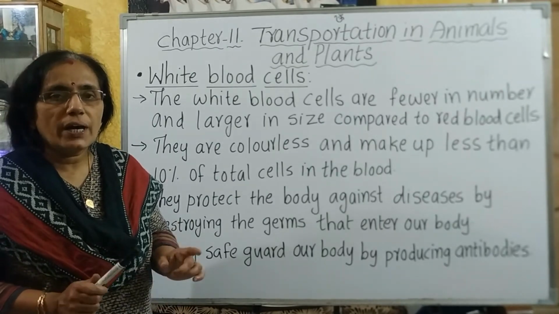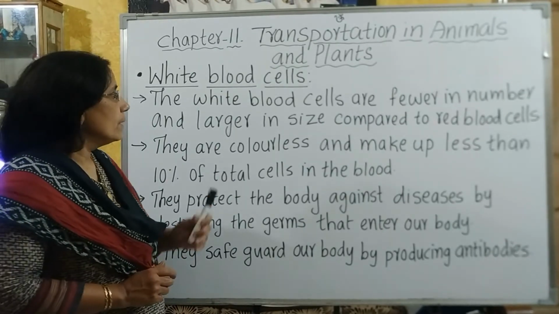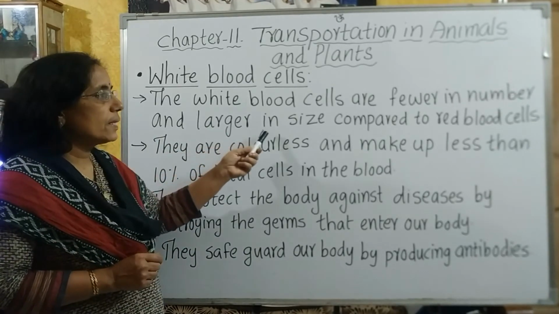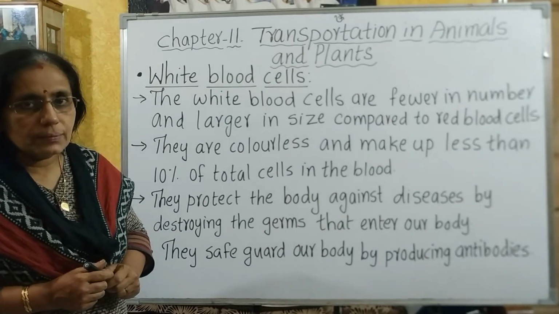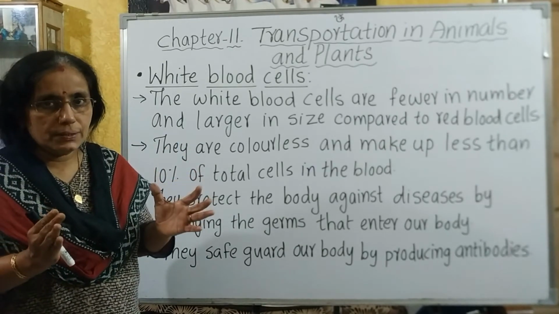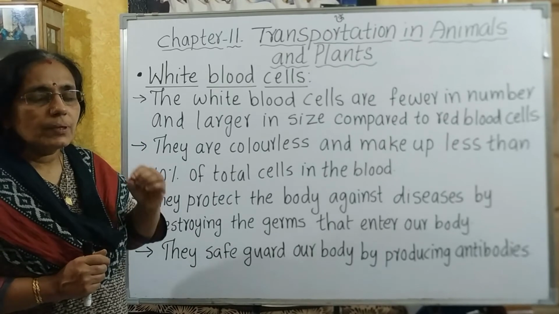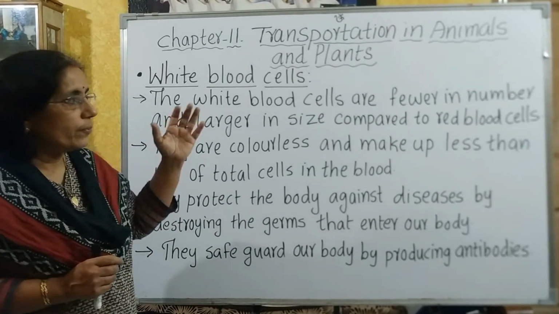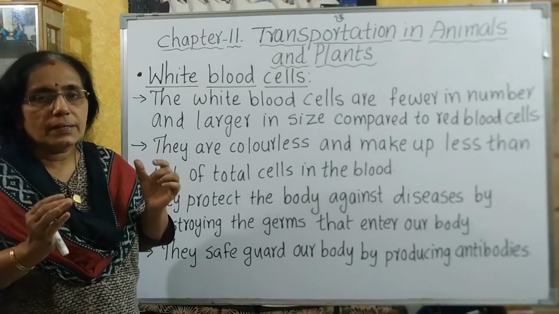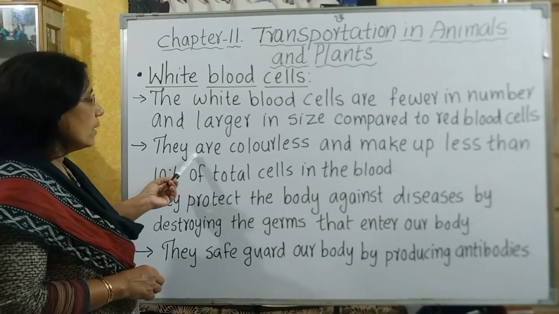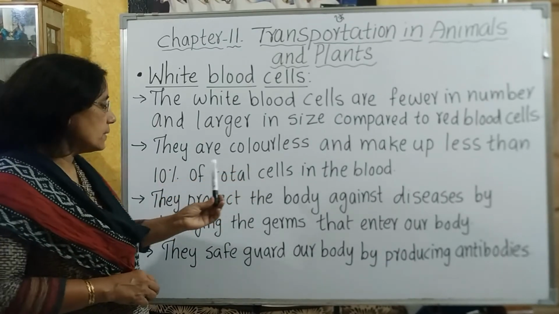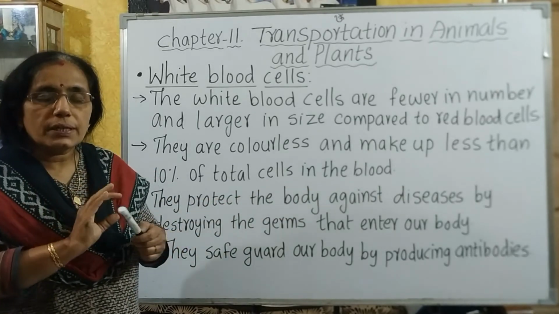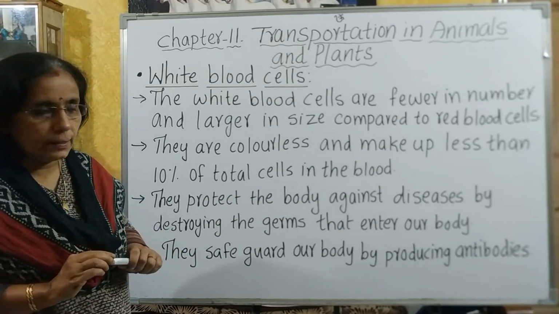Now, let us discuss about white blood cells or WBC. See, the white blood cells are fewer in number and larger in size compared to the red blood cells. They are bigger in size but less in number, because RBC or red blood cells are more in number but their size is smaller. But white blood cells are bigger in size but less in number. They are colorless and make up less than 10% of the total cells in the blood. White blood cells do not contain any pigment, so they are colorless.